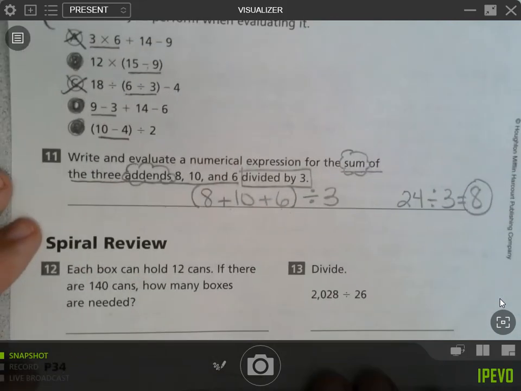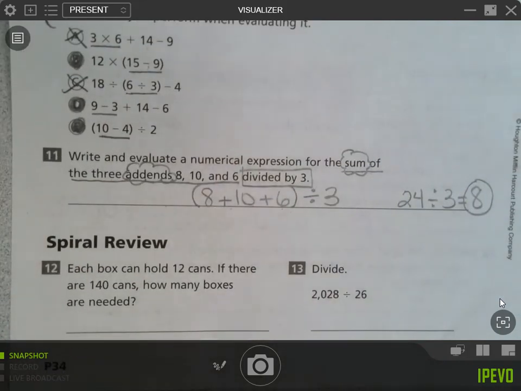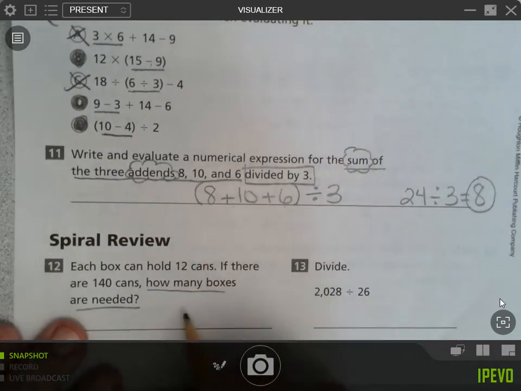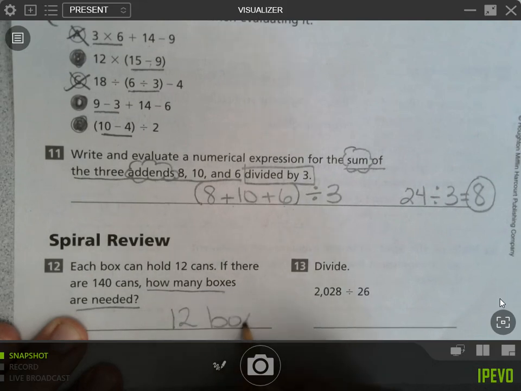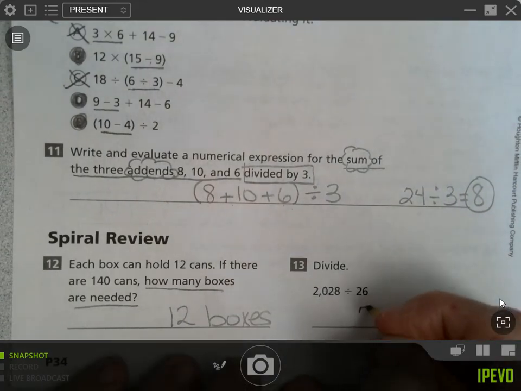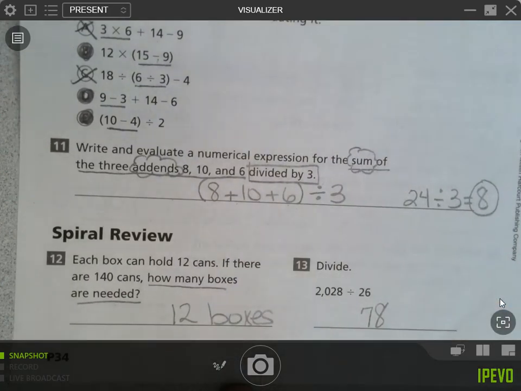All right. A little bit of spiral review at the bottom. If you practice, you're doing a little bit of division here, a little review. And when you solve, in number 12, you would find that you have 11 boxes with a remainder. So if we are seeing how many boxes we need, if it was 11 with a remainder, then we really are going to need 12 boxes because we don't want any of those cans not in a box. And for number 13, it's going to work out beautifully for a whole number quotient of 78.